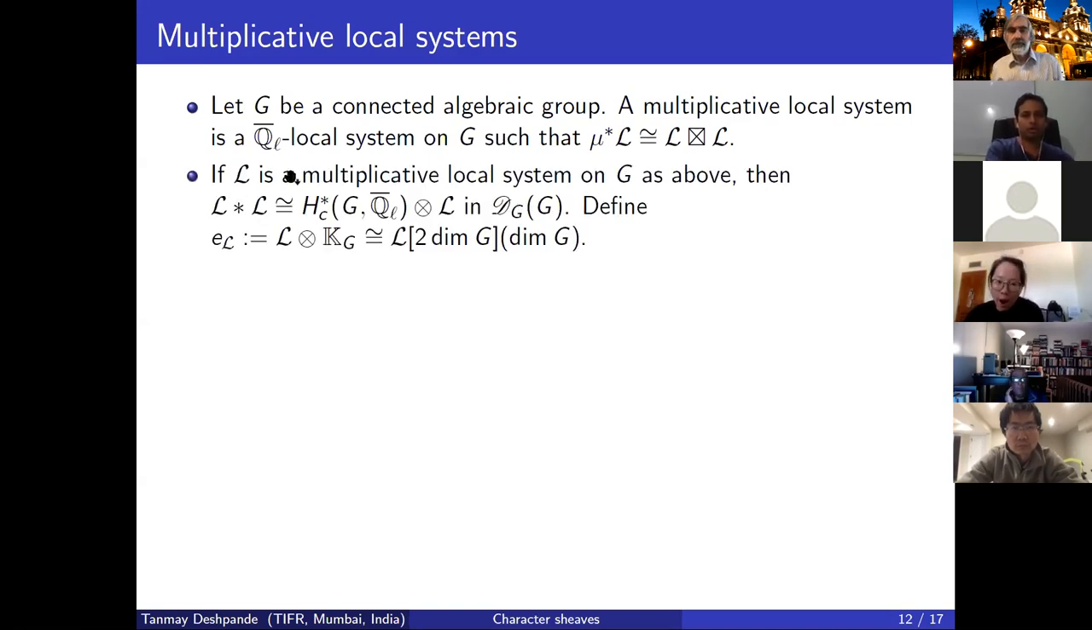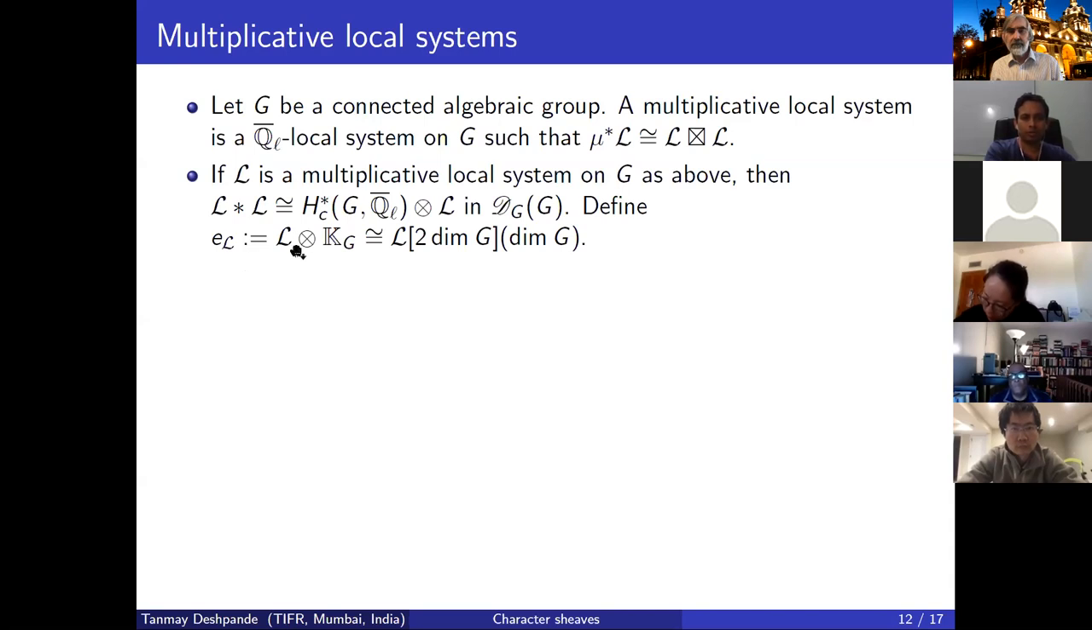Now if L is a multiplicative local system on G, where G we assume to be connected, then we can compute the convolution and see that the convolution is essentially the cohomology with compact support of G tensored with L. This cohomology with compact support we consider as a complex of vector spaces tensored with L. So basically this is not quite an idempotent because there is this cohomology here, but this is what I call a quasi-idempotent.